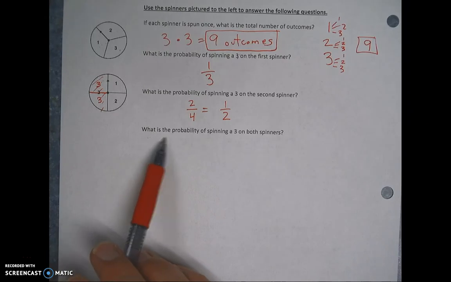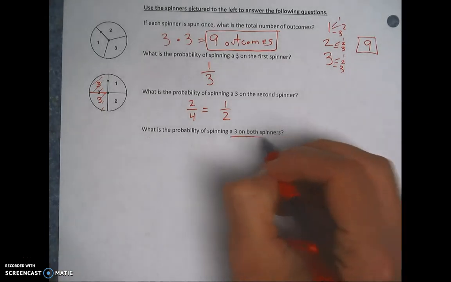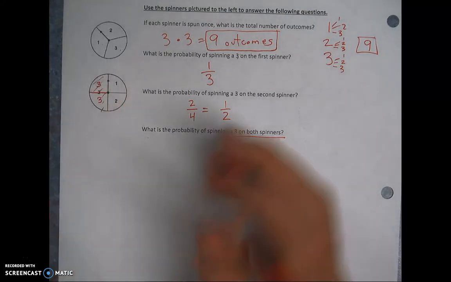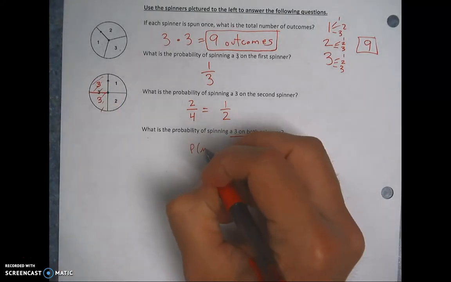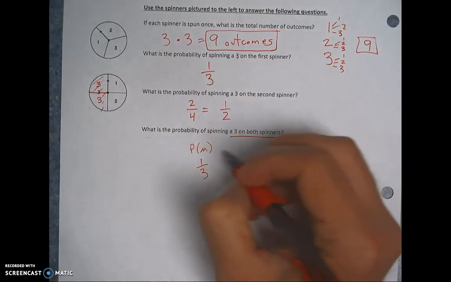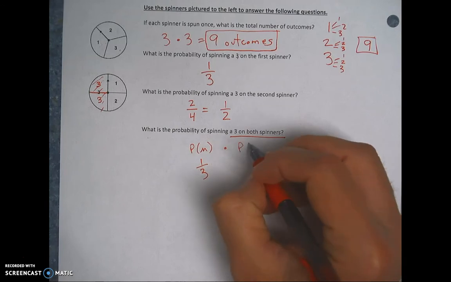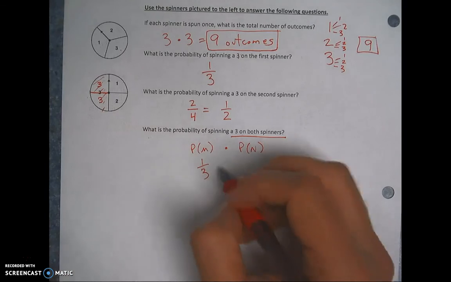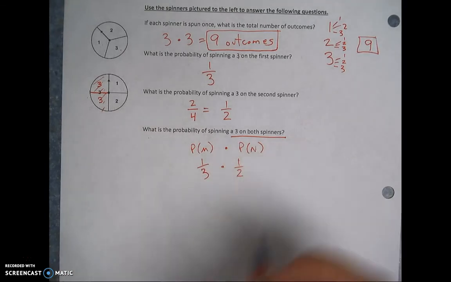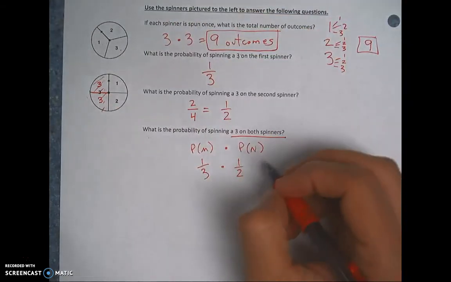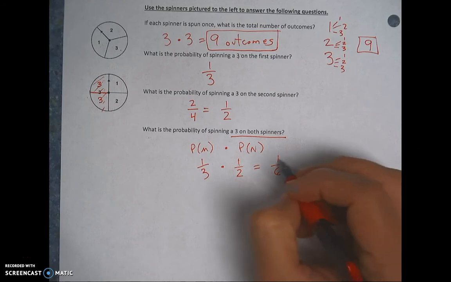So now, what's the probability of spinning a 3 on both spinners? So what we need to do is take the probability of the first one. So the chance of getting a 3 on the first one is 1 out of 3. And you're going to multiply it times the probability of the second one. The chance of getting a 3 on this spinner is 1 out of 2. So what's the probability that you spin the first one and then the second one and you get a 3 on both? You need to multiply. And it's 1 out of 6.